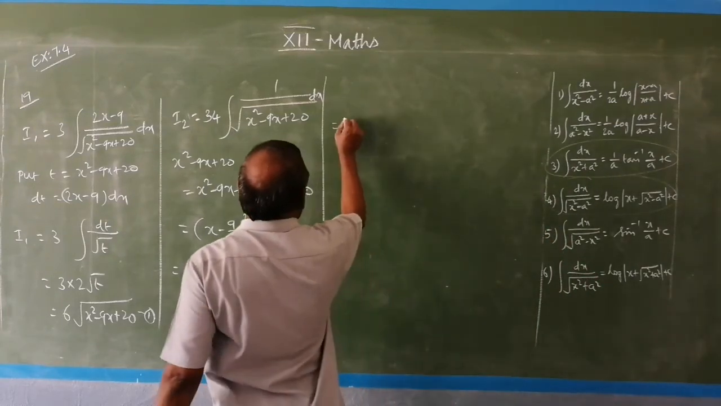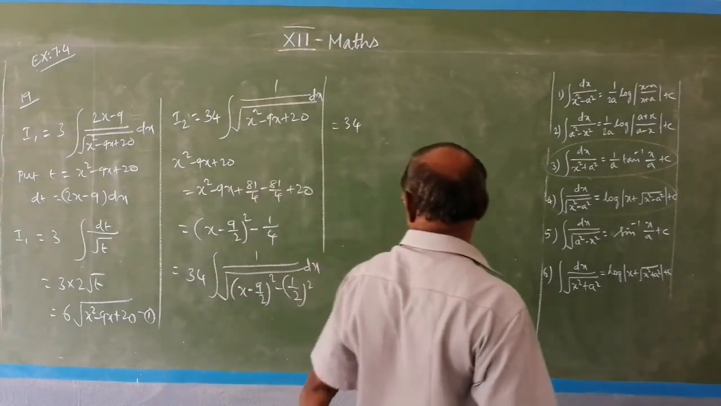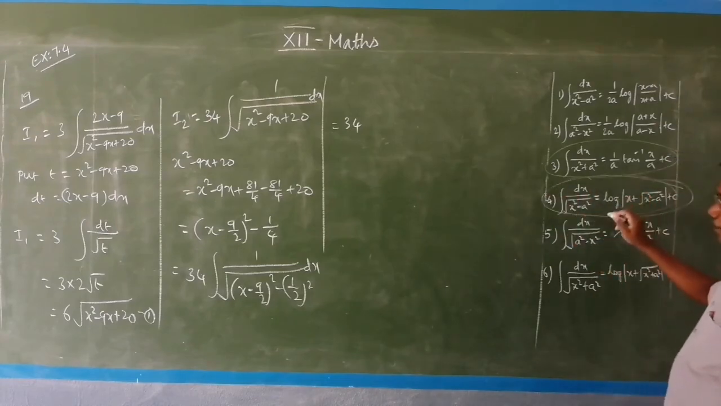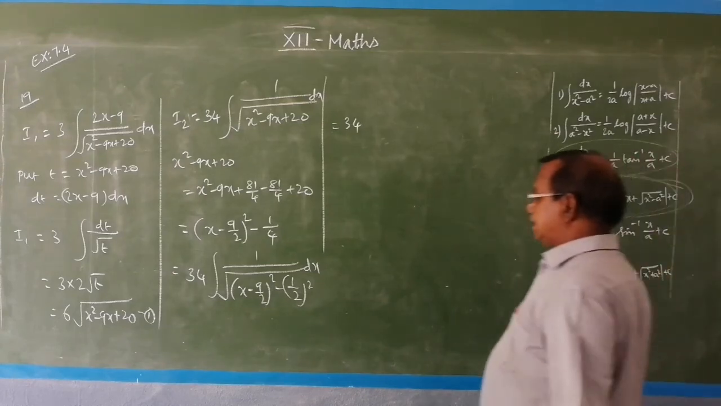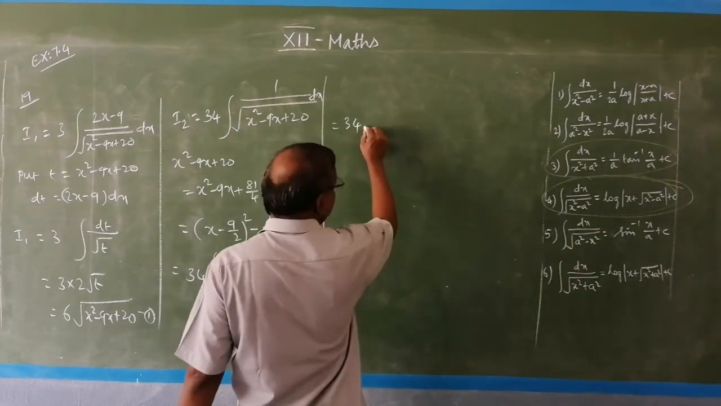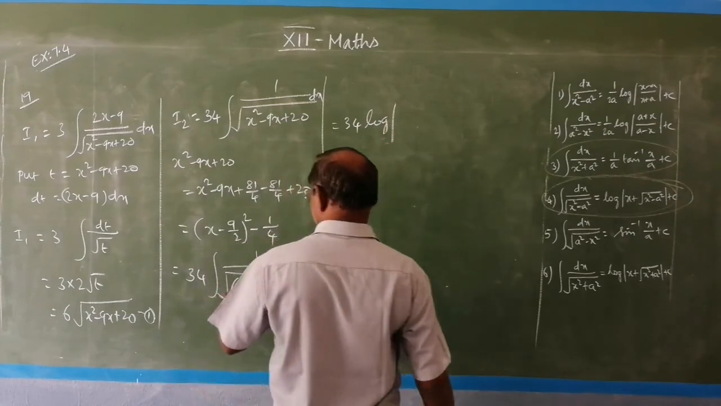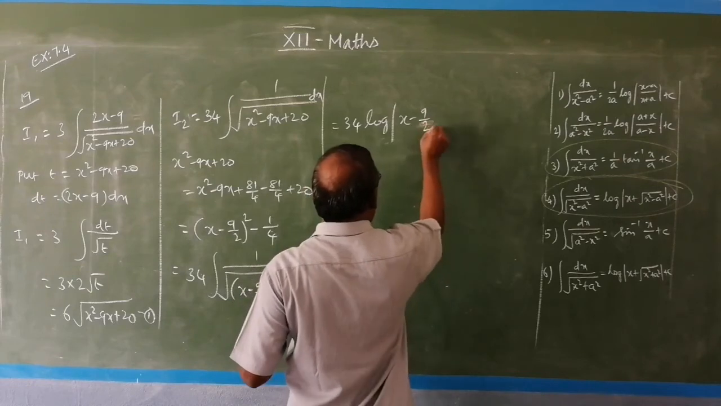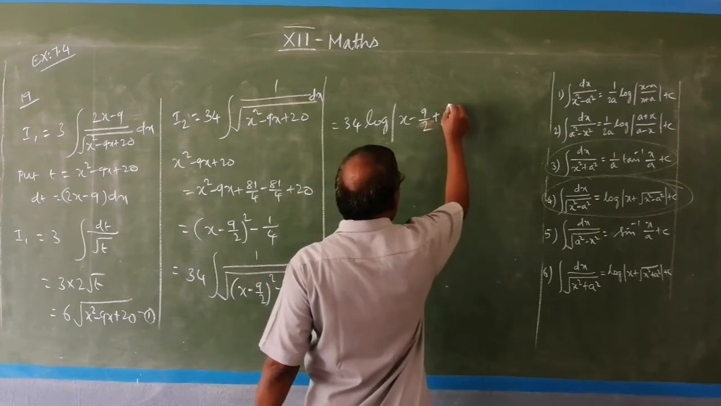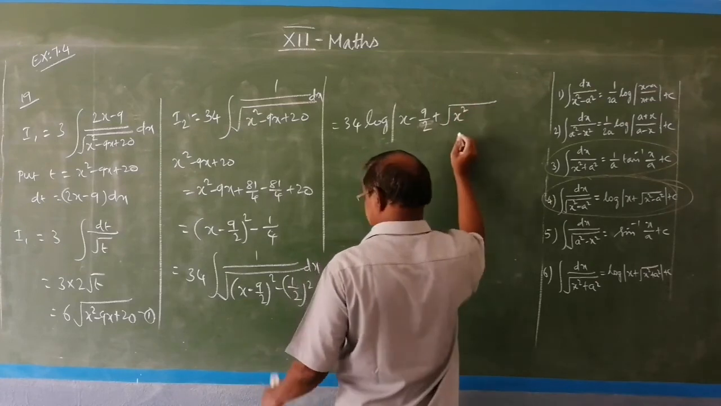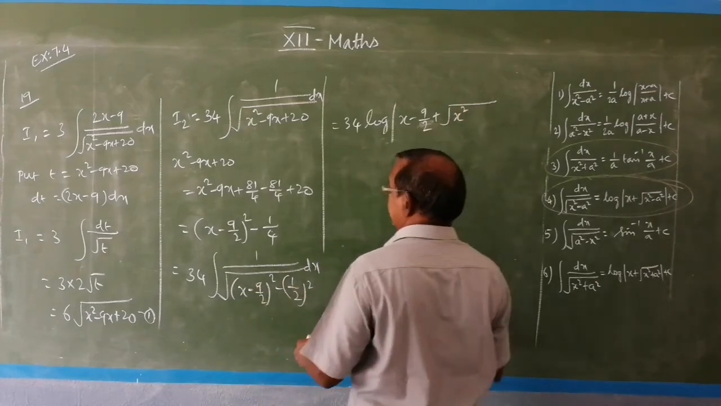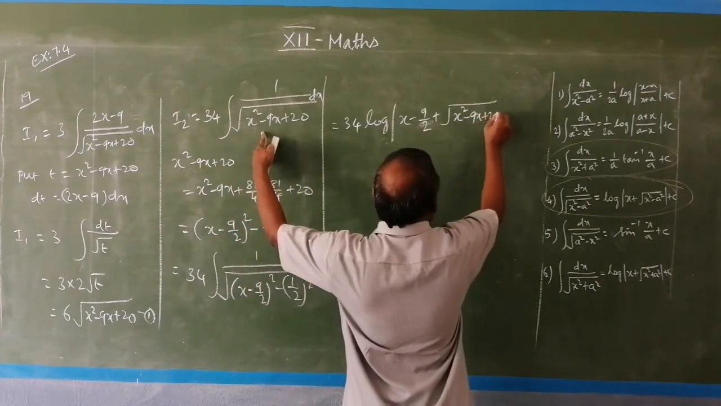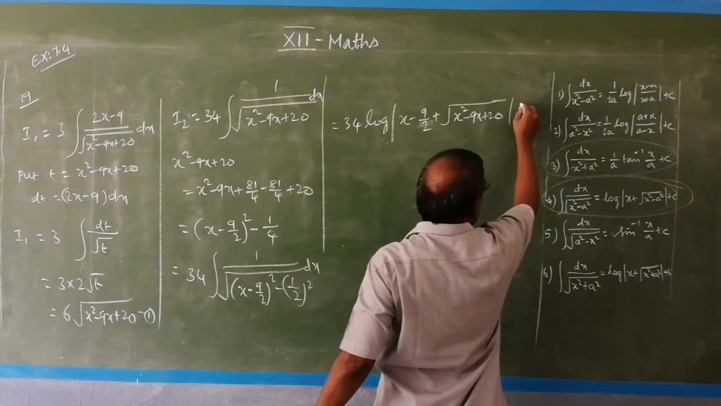So, I2 equal to 34 into, it is in the form of 1 by root of x square minus a square. So, formula number 4. In this we have log of modulus of x minus 9 by 2 plus root of x square minus a square, means the entire part, that is x square minus 9x plus 20, plus c.